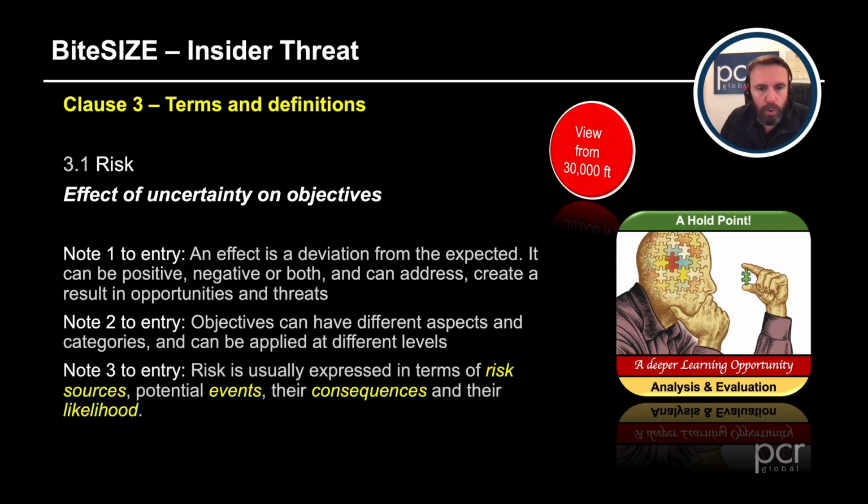The last note, note 3: risk is usually expressed in terms of risk sources, potential events, their consequences, and their likelihood. So there you go. For all of us who also like the definition of risk including consequences and likelihood, it is in there. It's just that the ISO 31000 definition comes up a little bit higher and focuses us on objectives.